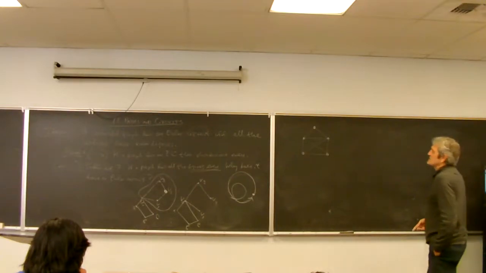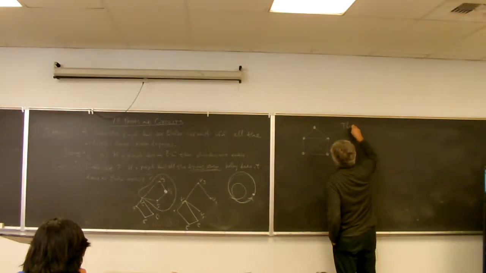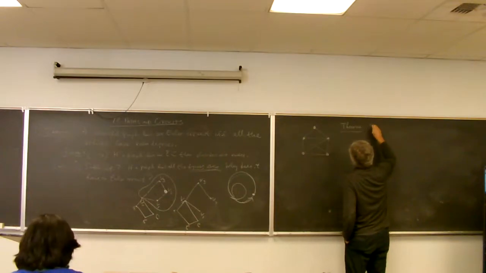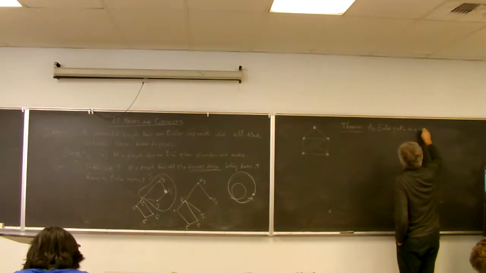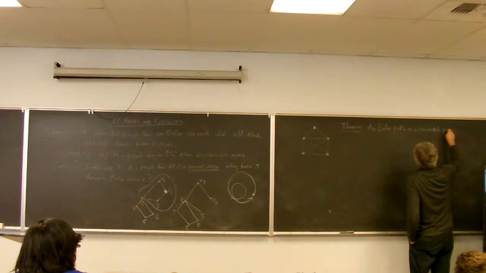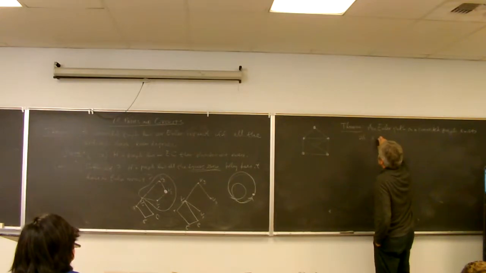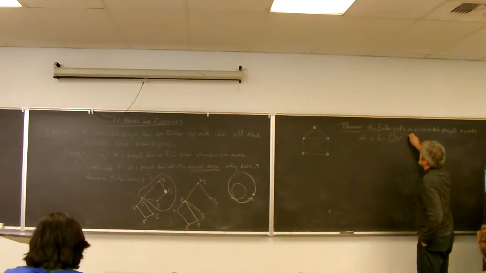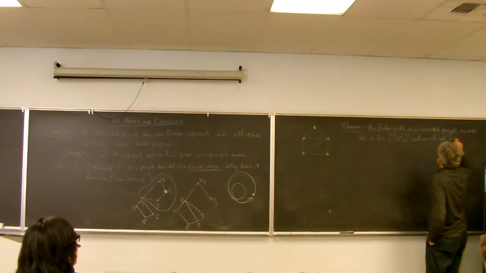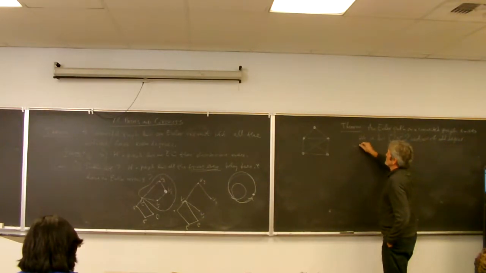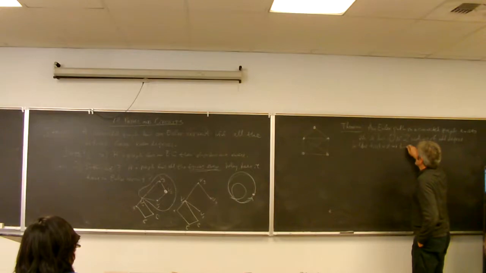So do you think that an Euler circuit does not exist, but, so theorem: an Euler path in a connected graph exists if and only if it has zero or two vertices of odd degree. In the first case, we have a circuit.